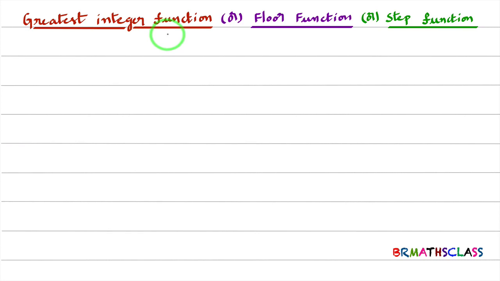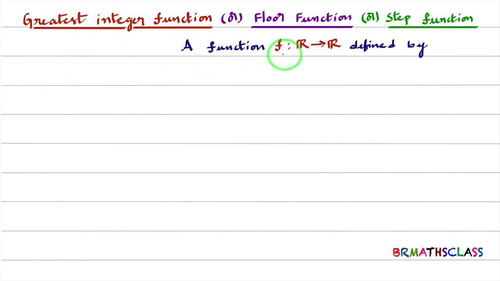Greatest integer function is also known as floor function. Greatest integer function is also known as step function. I'll tell you why they named it as floor function, step function after completion of the graph. First, we will learn the definition of greatest integer function.